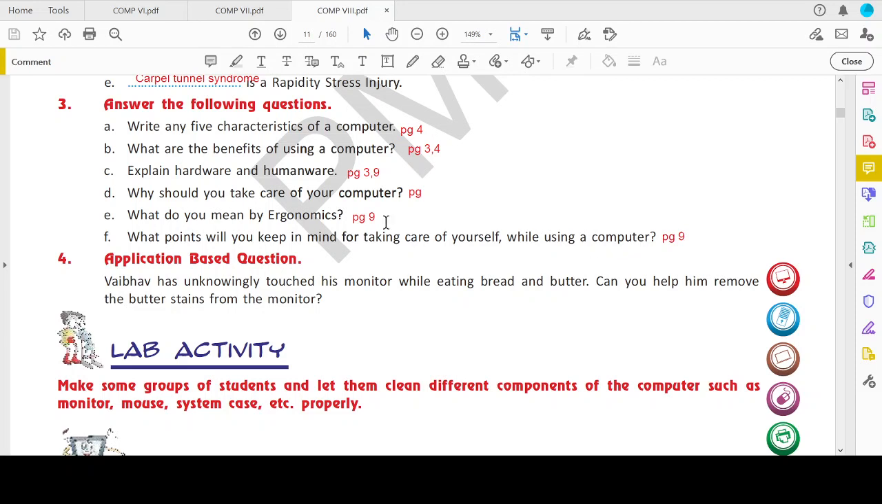Okay, so with that we have completed the questions, and the application based questions we will again discuss in some other tutorial.